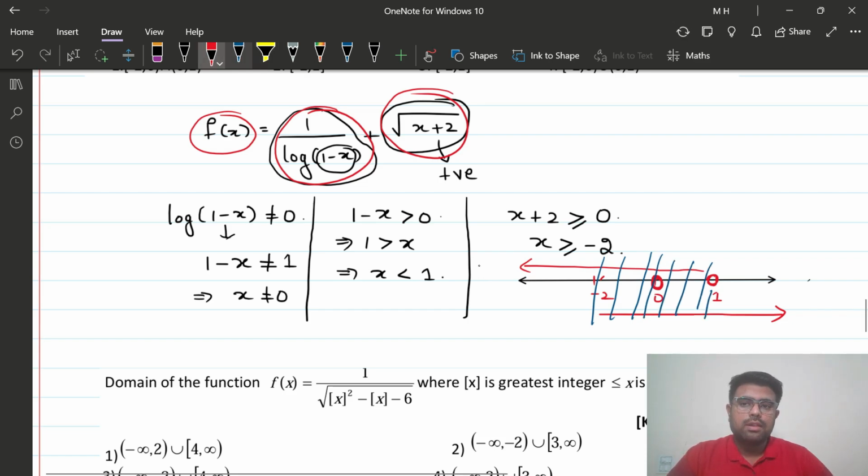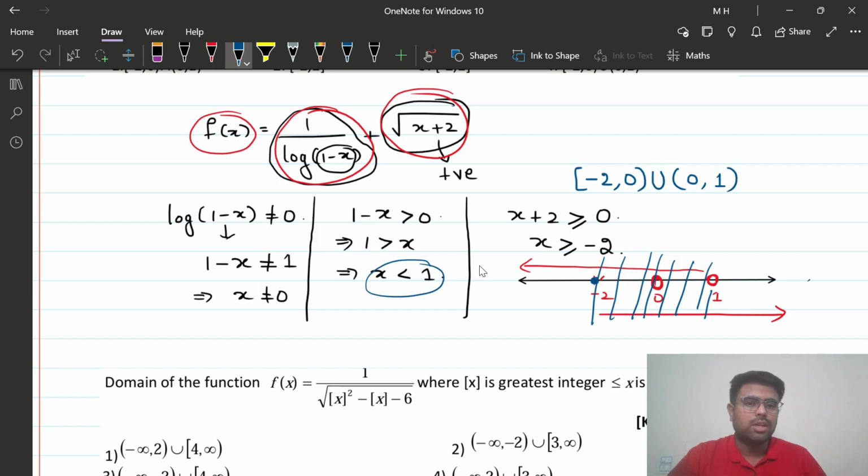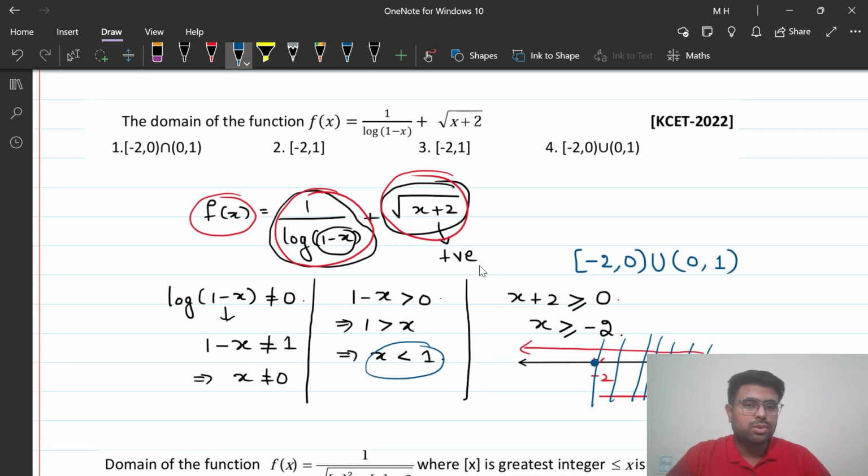So the domain includes minus 2, from minus 2 to 0, but I cannot include 0, union 0 to 1. I cannot include 1 also because x is strictly less than 1. So it is closed minus 2 to open 0, union open 0 to open 1. So it is going to be option 4. This is going to be the right answer.